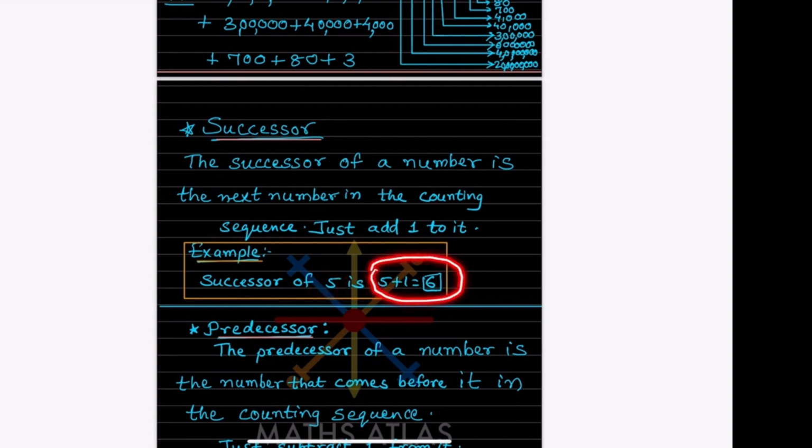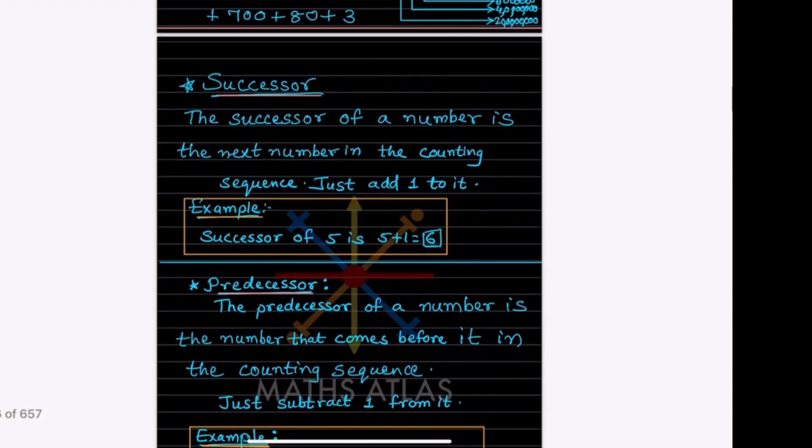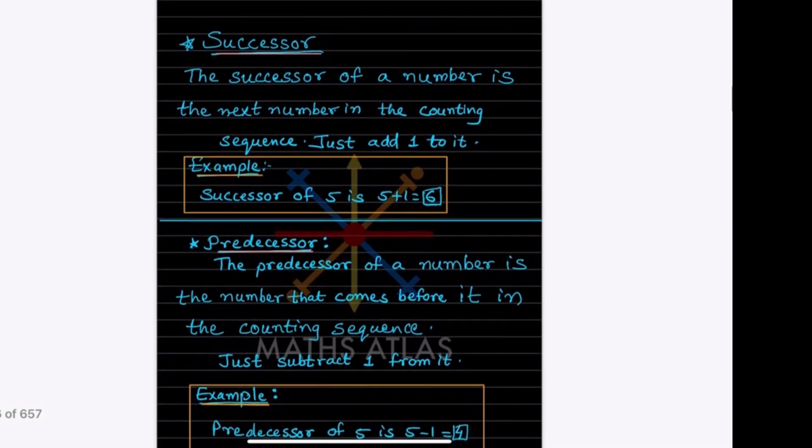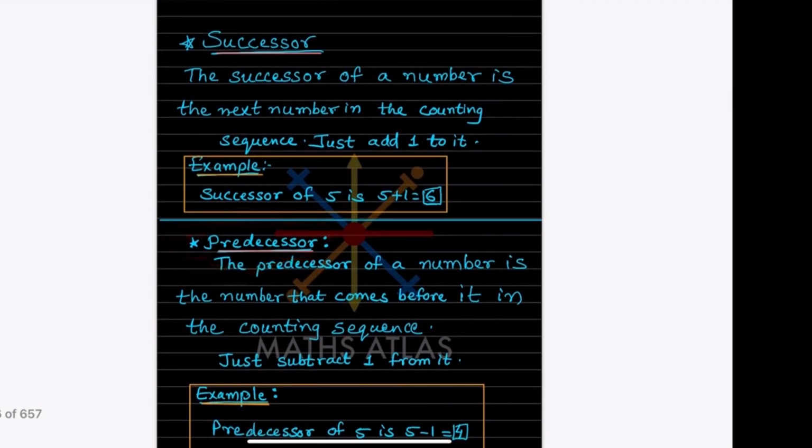I write 5 plus 1, that is 6, because we have to add 1 to it. So hope this is clear for the successor. Now the predecessor. What do you mean the pre? Pre means before. So what is that? The predecessor of the number that comes before it in the counting sequence.